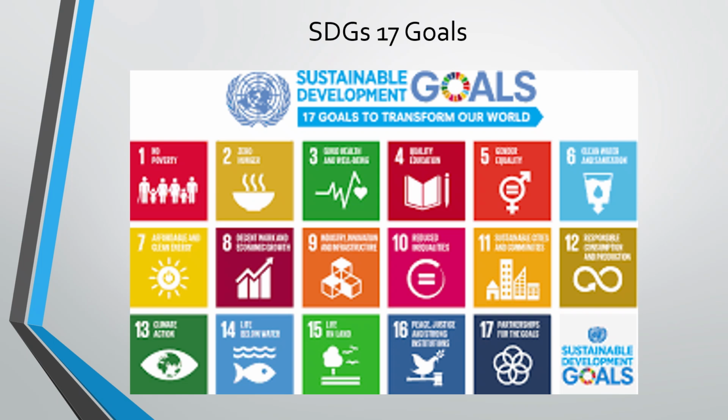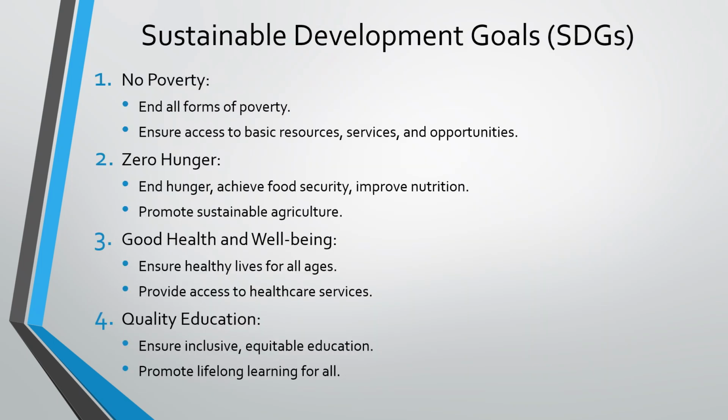Continuing from the previous slide, SDG has 17 goals. We will see all of them one by one. First one is no poverty, which means end all forms of poverty and ensure access to basic resources, services, and opportunity. Next one is zero hunger, which means end hunger, achieve food security for everyone, improve nutrition, provide nutritious food to everyone, and promote sustainable agriculture, which in turn will lead to zero hunger and no poverty.